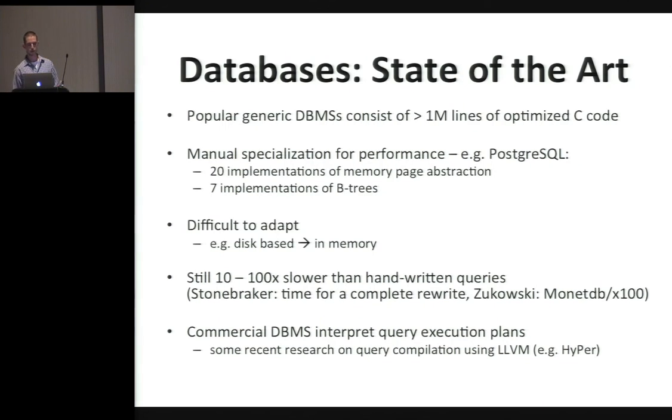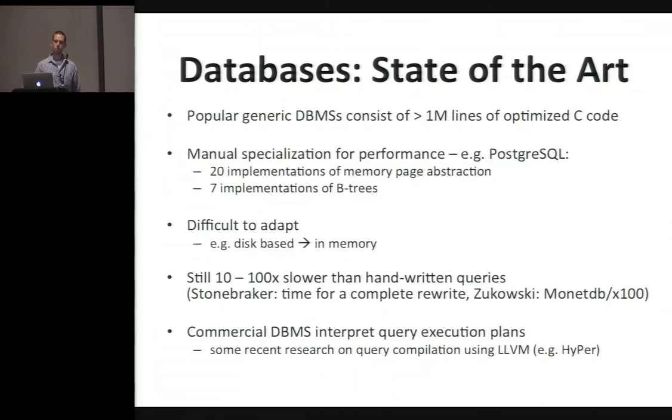And another point is that these commercial and open source database systems, even though they consist of highly optimized C code and have all these specialized data structures and abstractions internally, are still 10 to 100x slower than custom crafted handwritten queries for a particular data analytics task. And one of the key reasons here is that commercial database systems are still generic systems, right? So they interpret a query execution plan that is derived from an incoming SQL statement. And only very recently, the database community has again started to look at query compilation, for example, using tools like LLVM.